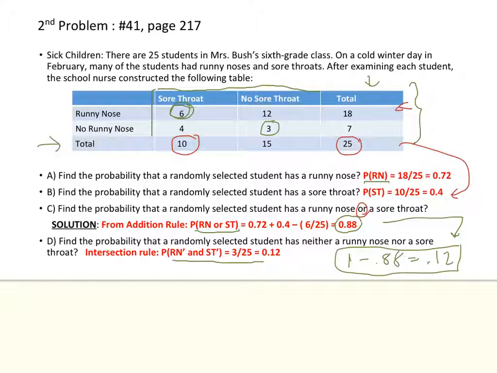So that's the end of chapter 5.2 on the addition rule, and now we'll be looking at problems in 5.3.